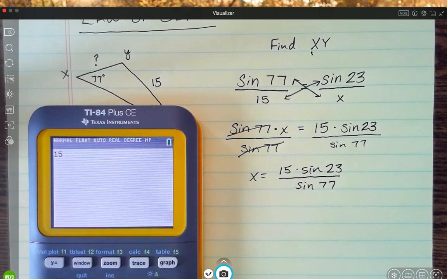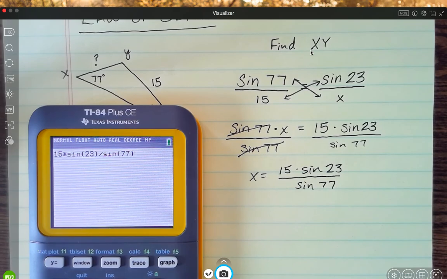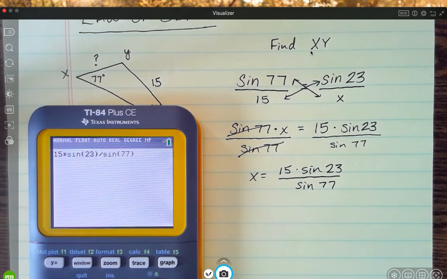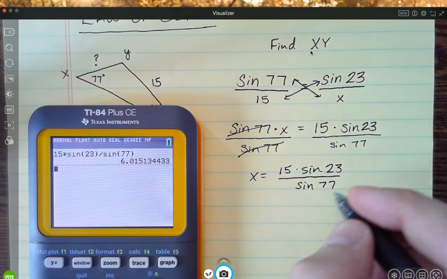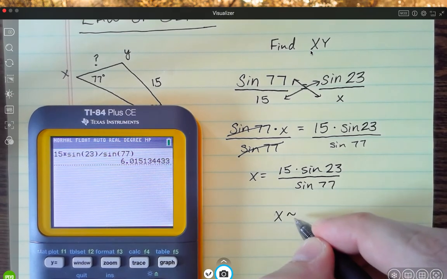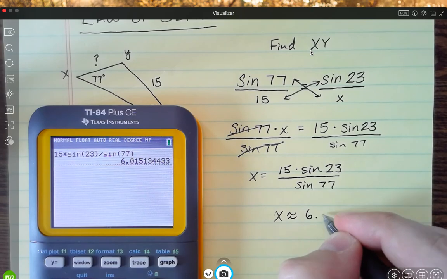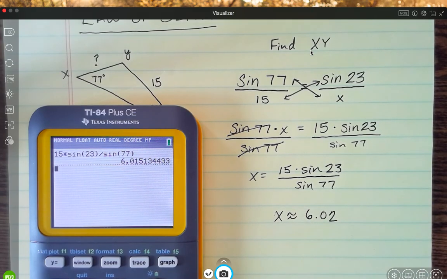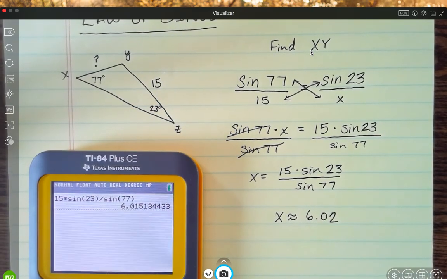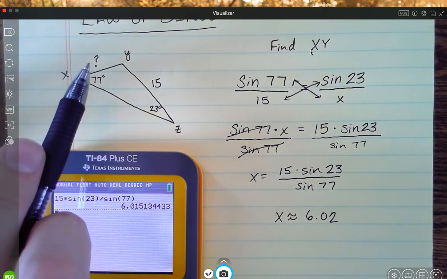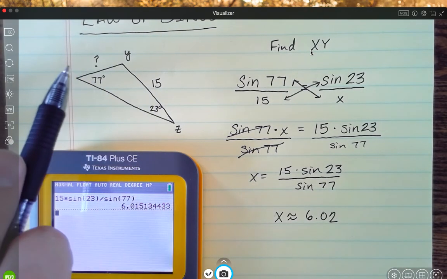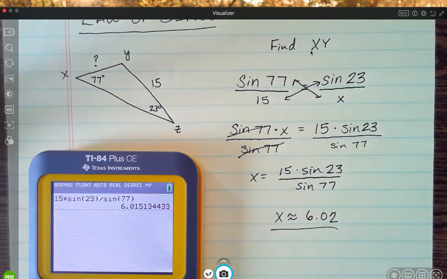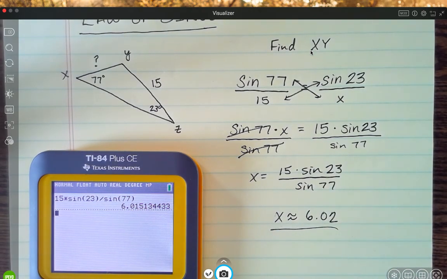I can plug it all in: 15 times the sine of 23. I'm going to close my parentheses, and then divide it by the sine of 77. I'm able to plug that all in one step, and then I press enter. That tells me that x is approximately 6.02, in whatever distance units. And that makes sense because that side length should be smaller than that side length. So, a reasonable answer. Okay, so that's for side lengths.